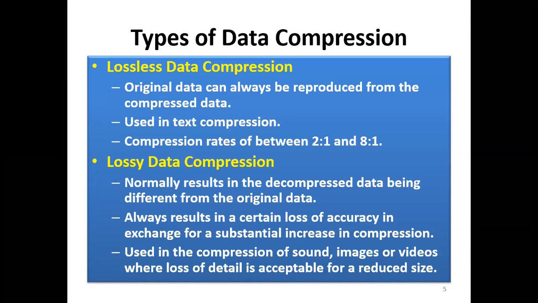Sometimes you may not lose accuracy when it has been decompressed, because what might have been removed during the process might be noise in the data. So that will not reduce the accuracy or the quality of the information when it has been decompressed.